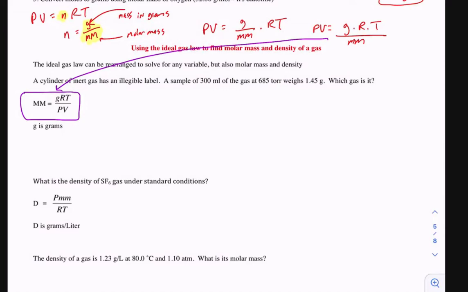And being able to solve for molar mass for a gas is very useful. It allows us to narrow down and help us identify mystery substances.